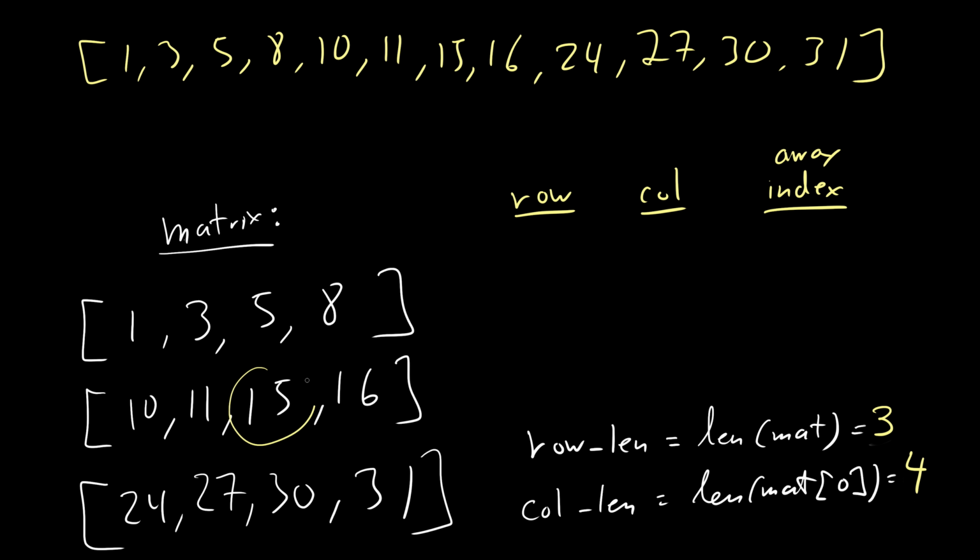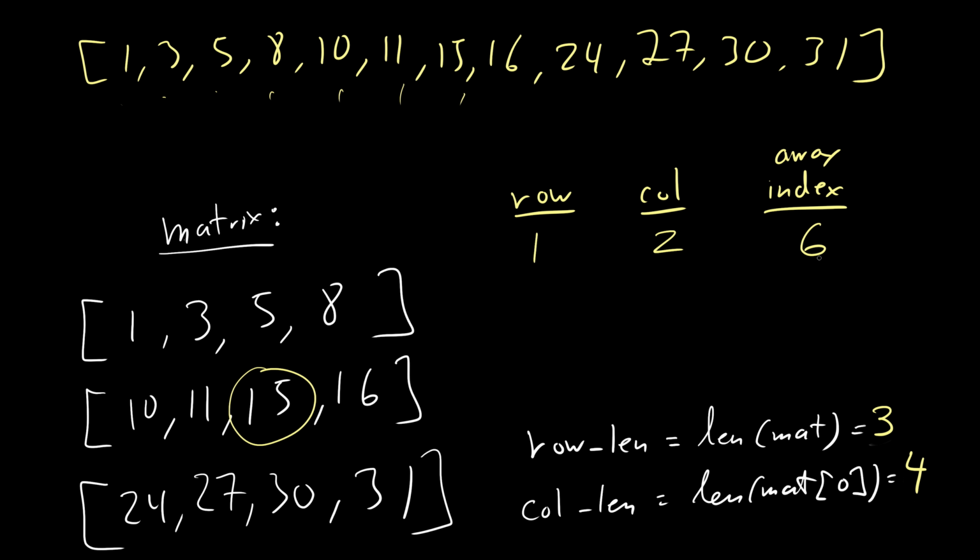So let's take an example. Let's take 15. What's the array index? 0, 1, 2, 3, 4, 5, 6. It's 6. So how can you map 6 into a row and column? The key here is to use the row length and the column length. So what is the row and what is the column? We'll try to reverse engineer this. Which row is it? 0, 1, the row is 1. Which column is it? 0, 1, 2, the column is 2.